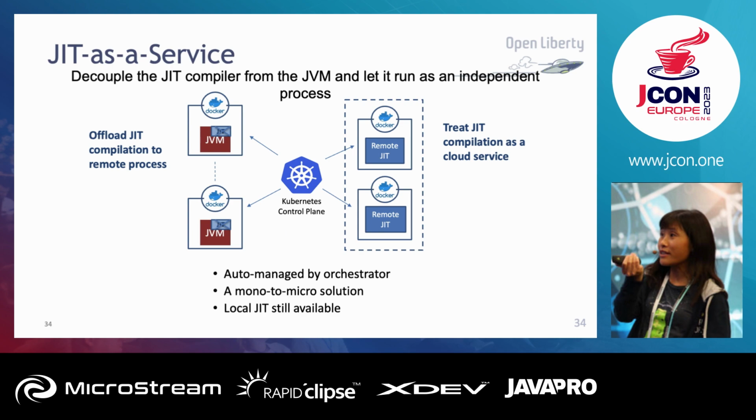The JVM still has its own JIT as well. It can delegate out, but if the JIT server is gone, it can still fall back to its own JIT. So this is really nice, almost like auto source.